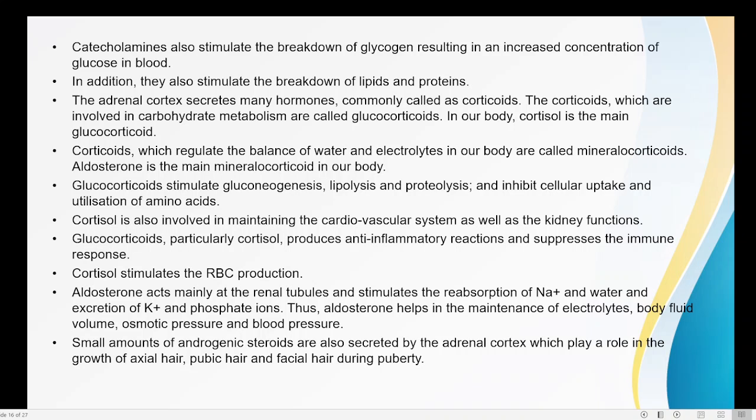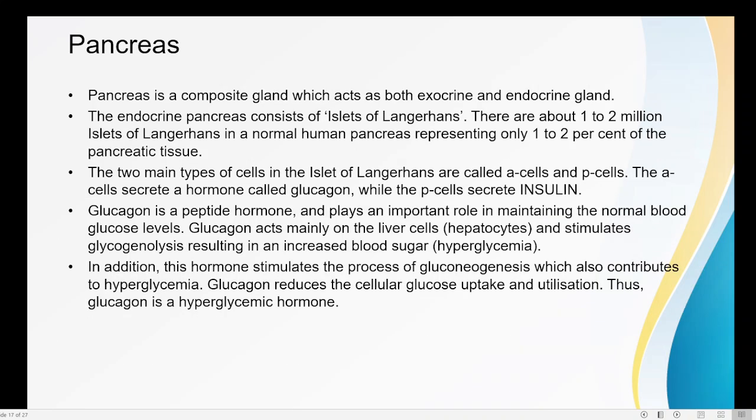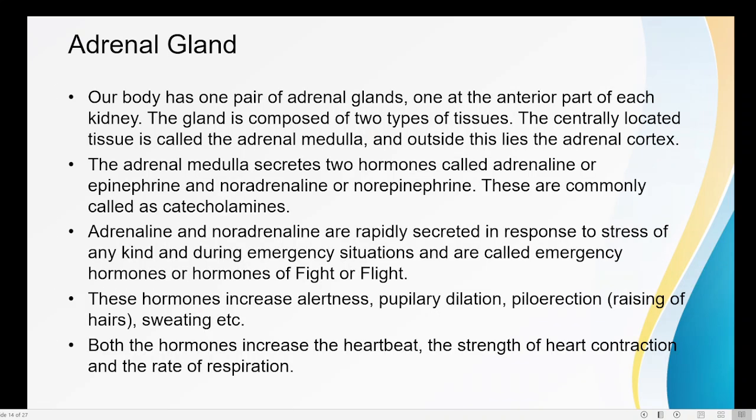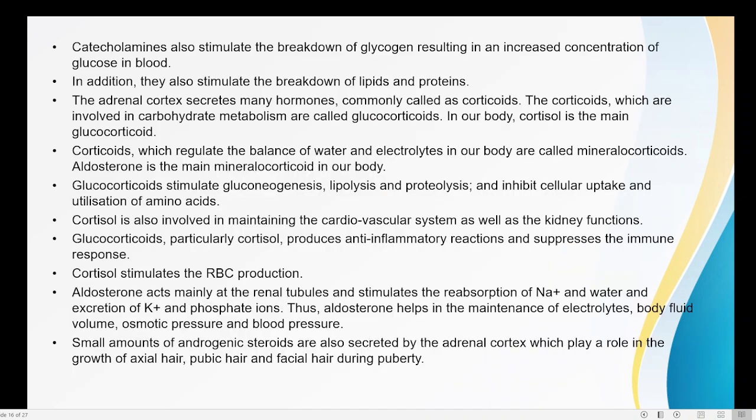So this is an idea regarding the functions of the adrenal gland. Now we have some more glands also. I think we will discuss that in another class.